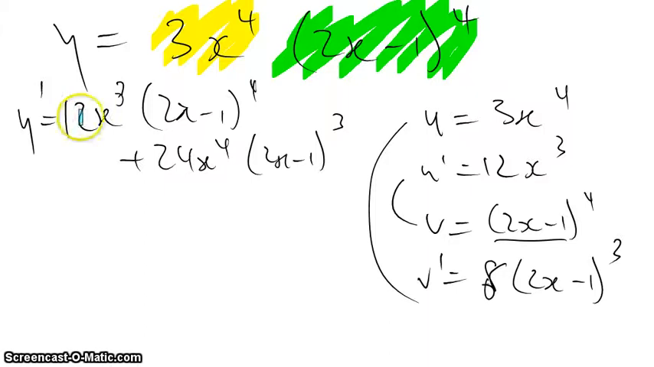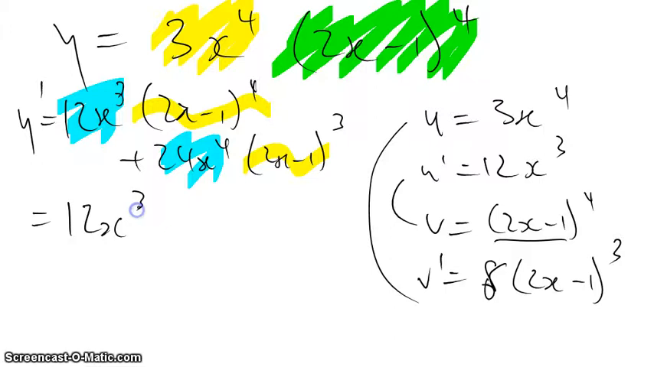Very, very important that we look at this. There's something very common to those two. First of all, what's common to 12x cubed and 24x to the 4? 12x cubed. What's common to 2x minus 1 to the 4 and 2x minus 1 to the 3? 2x minus 1 to the 3. What's left? Let's have a look.